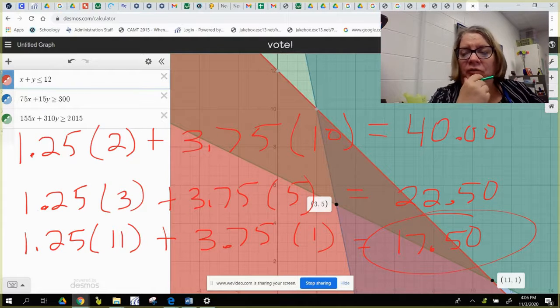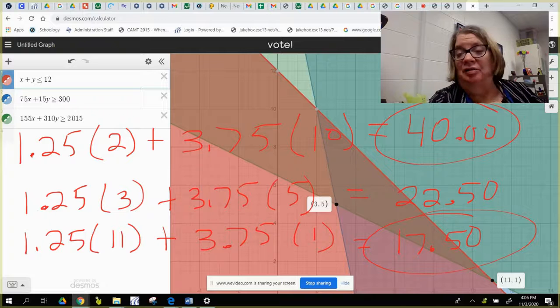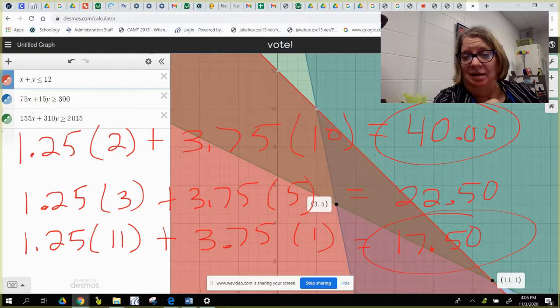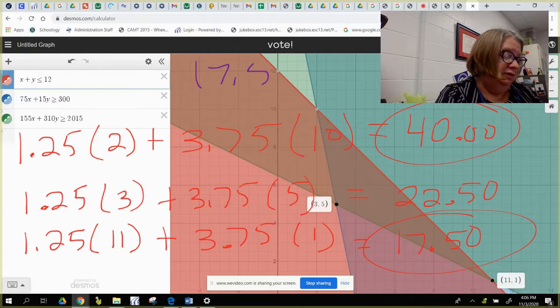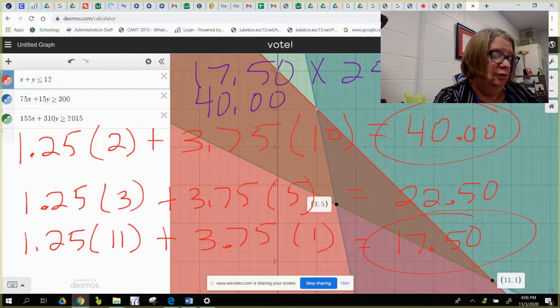So now, which one of those is minimum? $17.50, because that's the lowest. Which one is maximum? That's $40. Now, did we want it for one soldier for one day? No, we wanted it for 250 soldiers for 30 days. So we would take that $17.50 for minimum times 250 times 30, and that will give you your minimum. Then you would take $40, because that's the highest price one, times 250 times 30. You're going to have some really big numbers. And that would be your maximum.